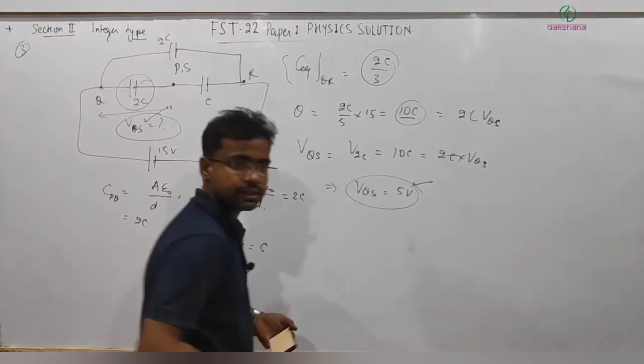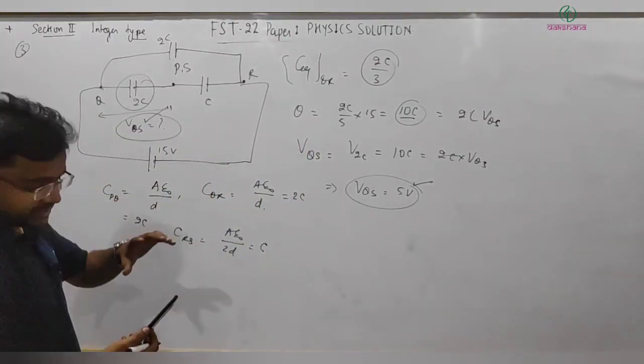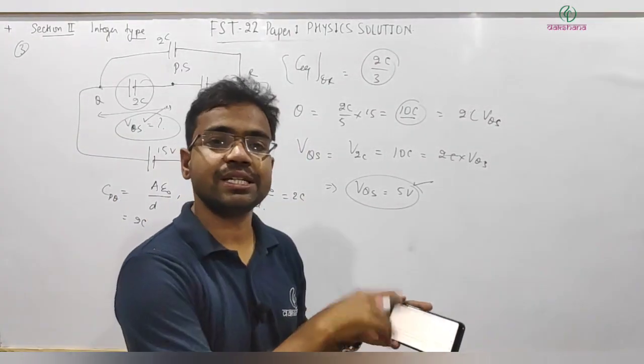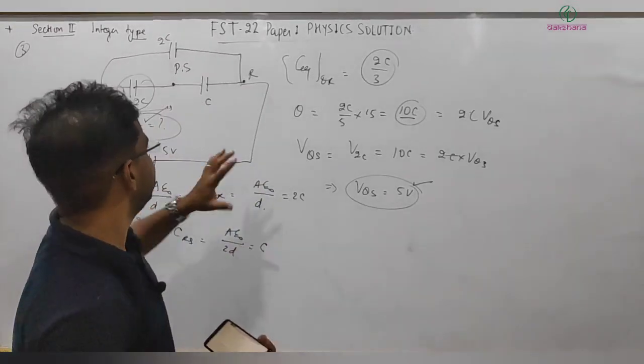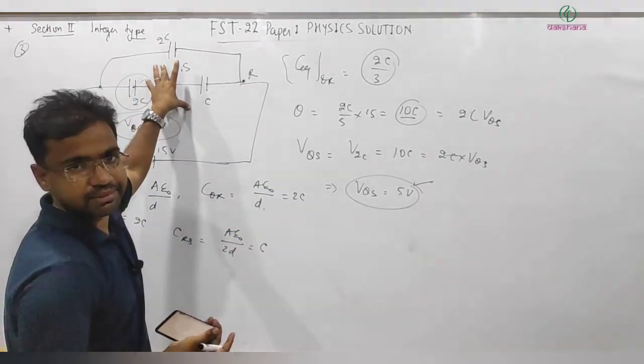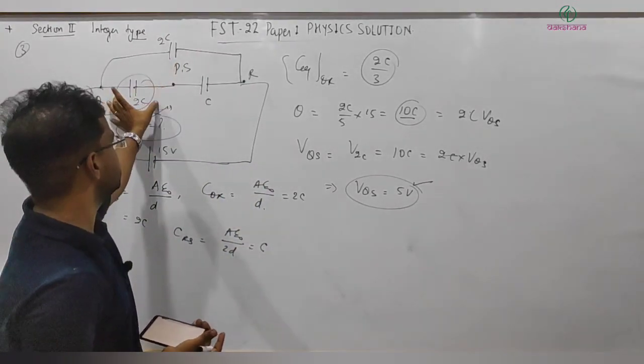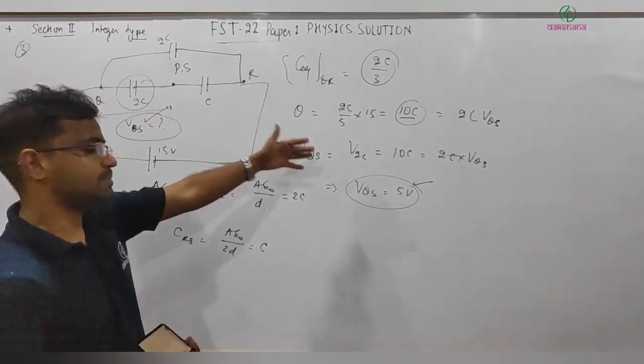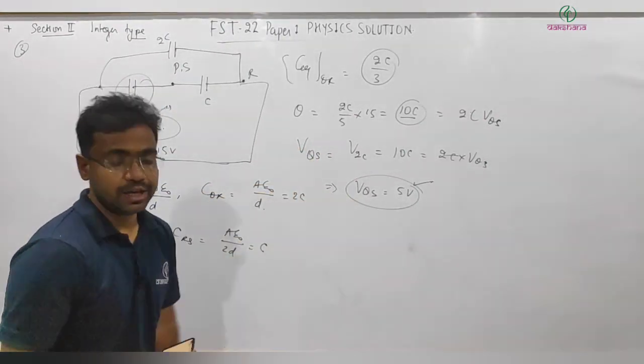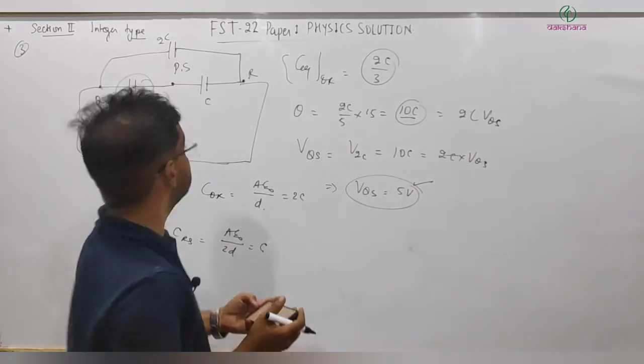This is the answer. Let me explain it again. First, the diagram given is in terms of plates, so we rearrange it. We get the diagram in simplified form, and then we just need to find the potential drop across this, and that is simple and straightforward. You can answer it easily, right? So this is problem number 3.